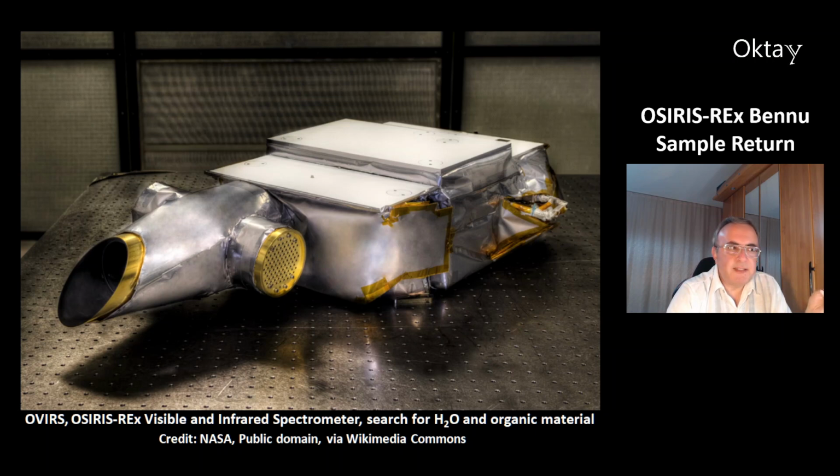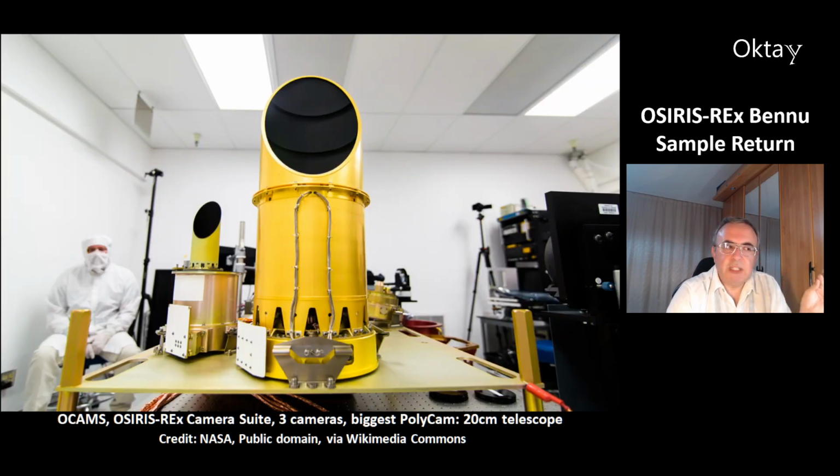That's OVIRS, the OSIRIS-REx visible and infrared spectrometer. It is used for the search for water and organic material. This is OCAMS, the OSIRIS-REx camera suite. It has 3 cameras. The biggest is the PolyCam with its 20 centimeter telescope.